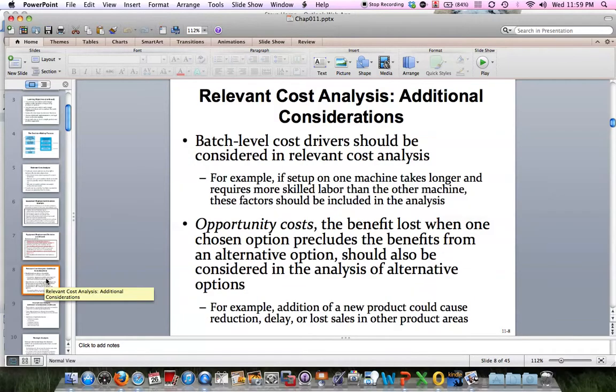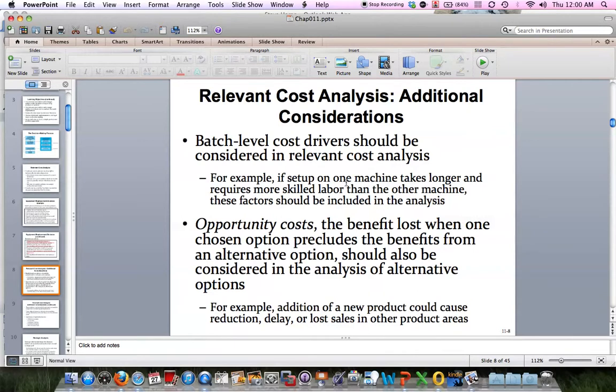So now the next step is to think about, when it comes to relevant costs, some additional considerations. If you look at things on an ABC level, batch level cost drivers should be considered in relevant cost analysis. Okay, and they say it right here.